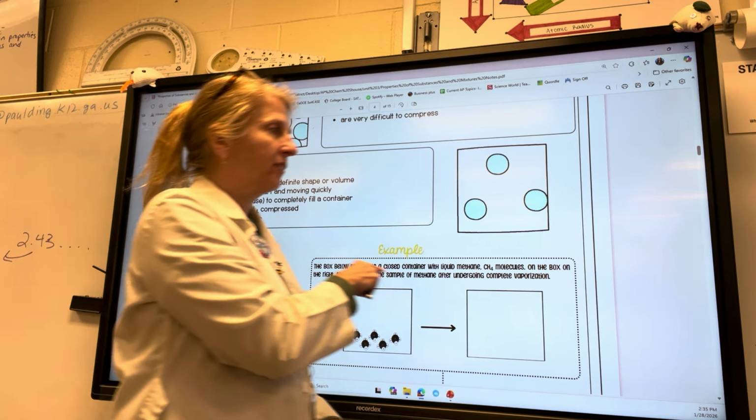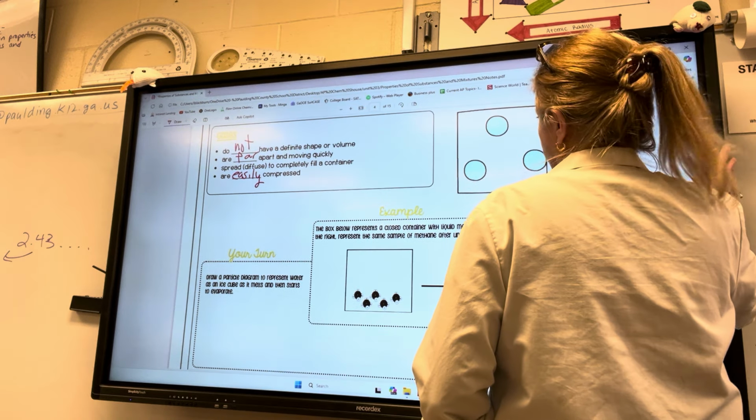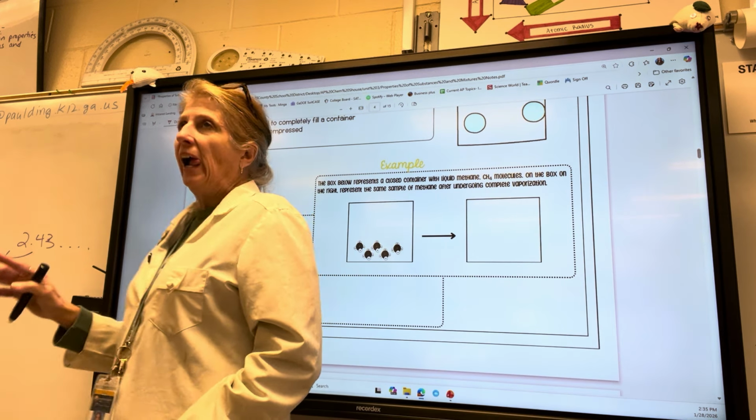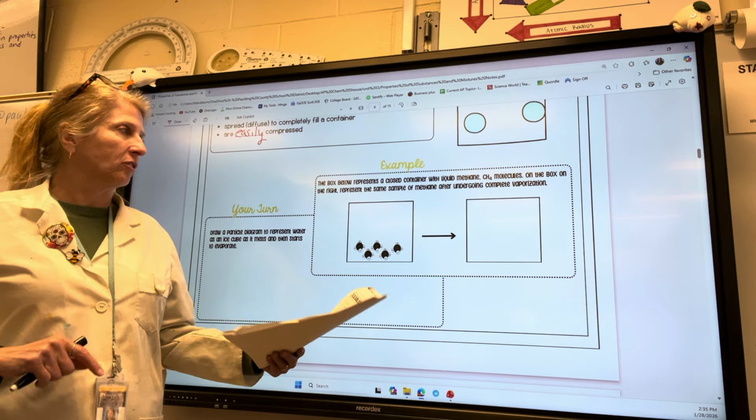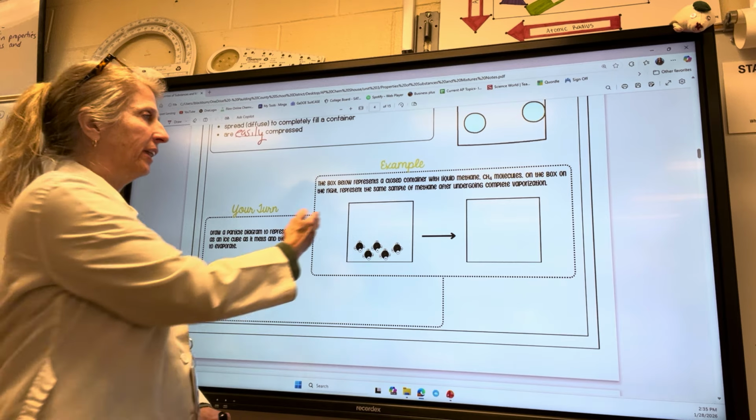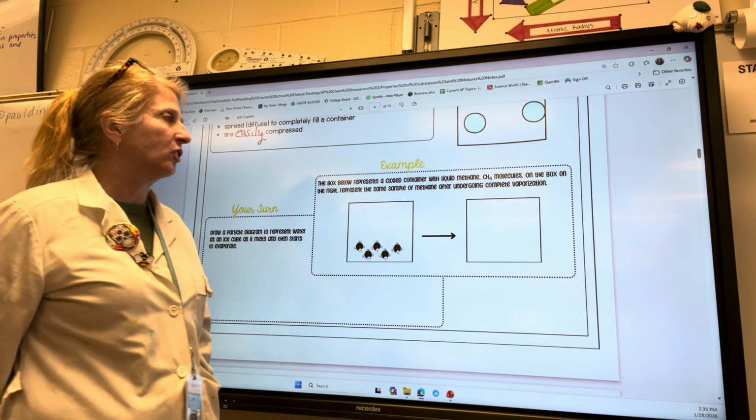So this is the new little AP part to this. AP loves for you to draw little pictures. And so when you draw these little pictures, like here's a picture. The box below represents a closed container with liquid methane, CH4 molecules. The box on the right represents the same methane undergoing complete vaporization. So now it's a gas. You're gonna draw these same little molecules randomly in the box.